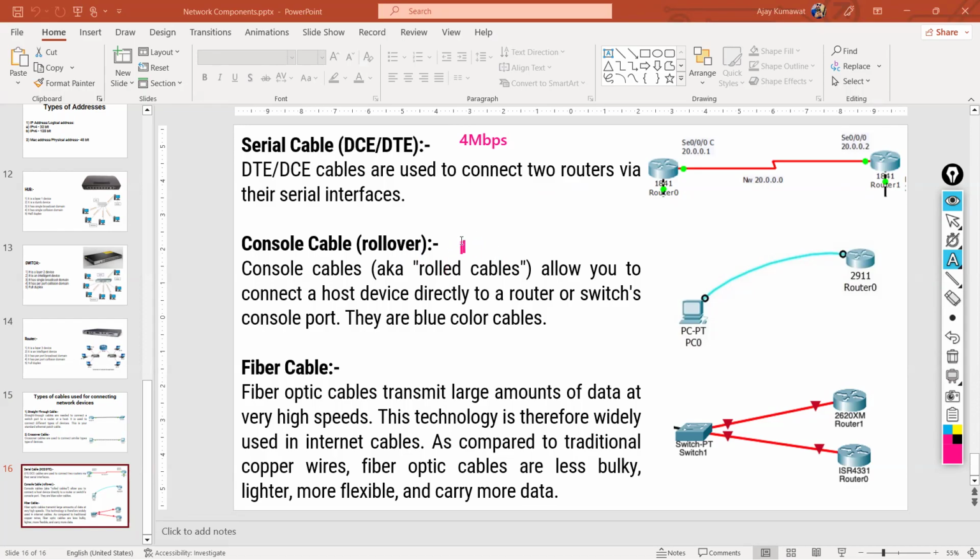A console cable is a type of cable that is used to take physical access of a device. Whenever you purchase a new device, there will be no configuration in the device because it is a fresh device. So to do the initial configuration, you have to access the device. Okay. So how will you access it? Using the console cable. How does your console cable look?